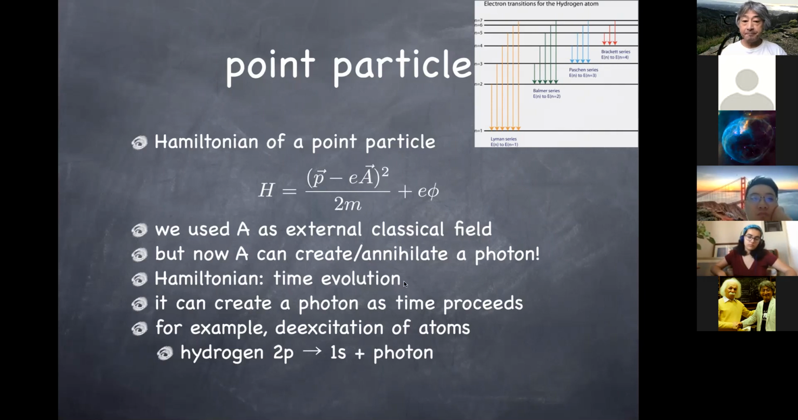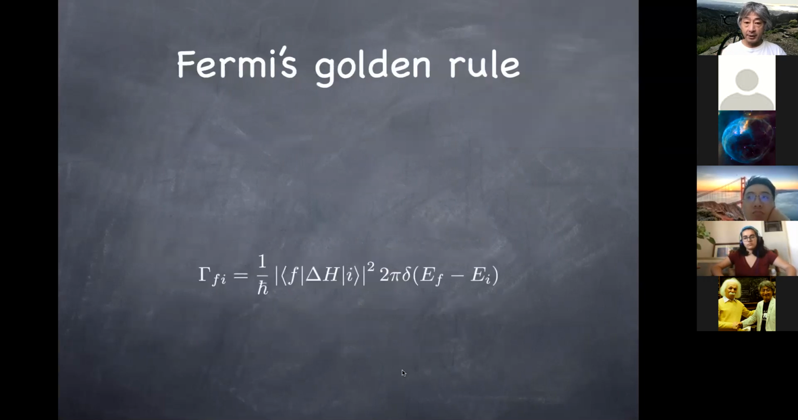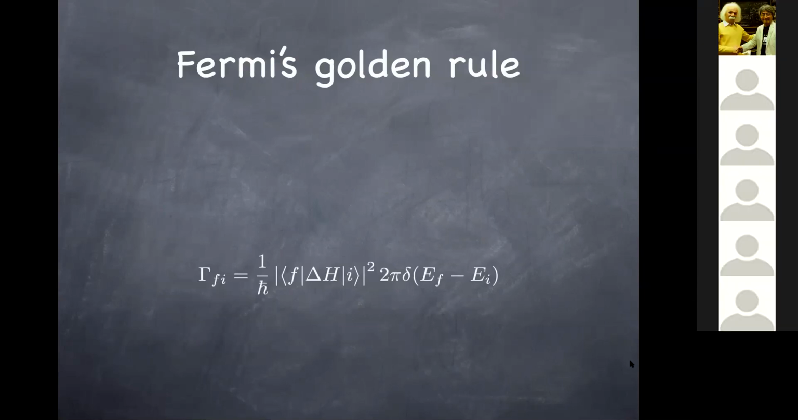Any other questions here? Okay, everybody seems to be happy. So now we're going to actually use this Hamiltonian to compute this process of emitting a photon from atomic de-excitation. What we use is this famous Fermi's golden rule, which I hope you have seen in quantum mechanics class. If some of you have not seen it, can you raise your hand?